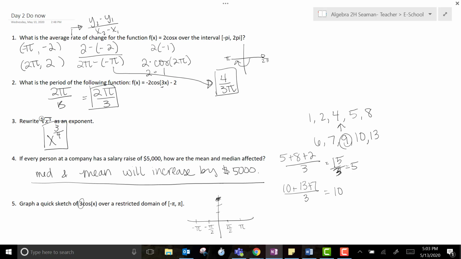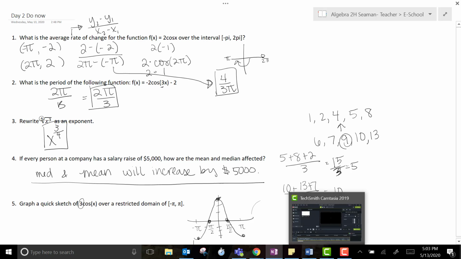Remember, then it goes down to 0, down to -1, but with that amplitude stretch of 3, we're going to go down here. I would continue to go on and on at this curve, but it says that I want from -pi to pi, so we're just going to mirror that image over the y-axis. And since it's a restricted domain, we're just going to stop at those endpoints. And guys, we are done.